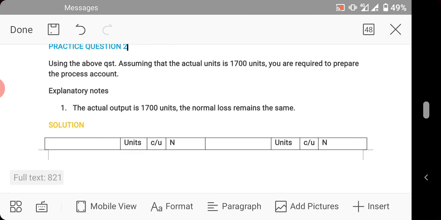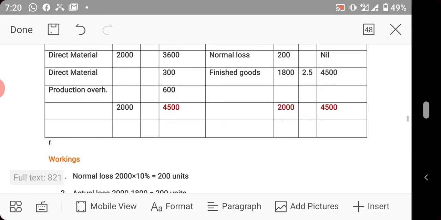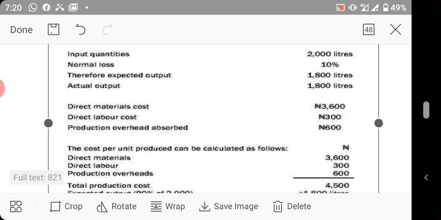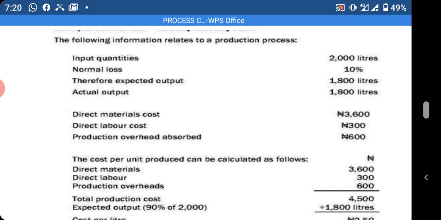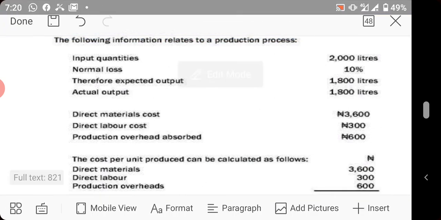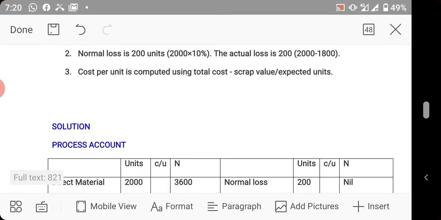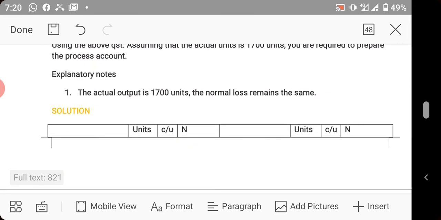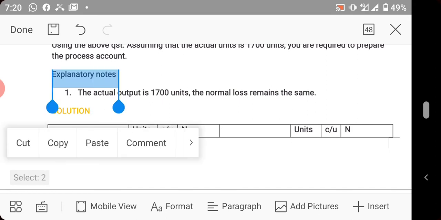Now, using the above question, assume that the actual unit is now 1,700 units. You are required to prepare the process account. So it's only one thing that changed from the former solution, and that one thing is that the actual output is no longer 1,800. Actual output is now 1,700 units. Hope you understand. So with this now, we'll solve the solution. So explanatory notes for easy saying.